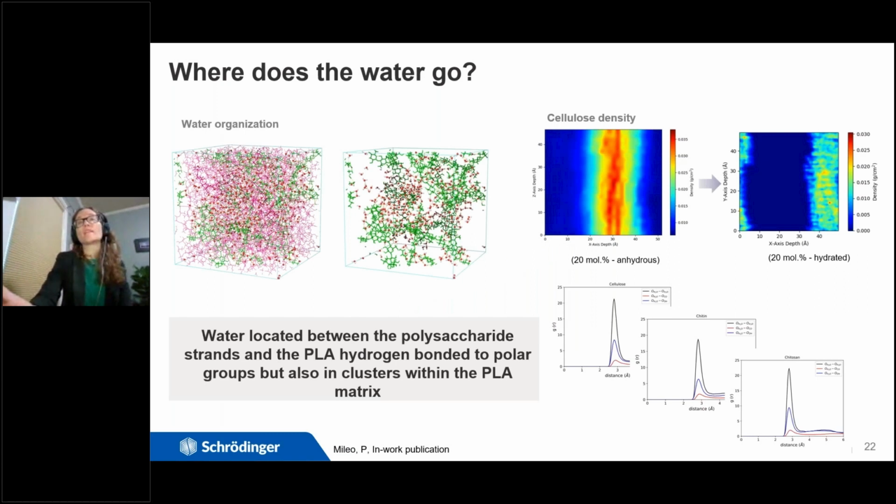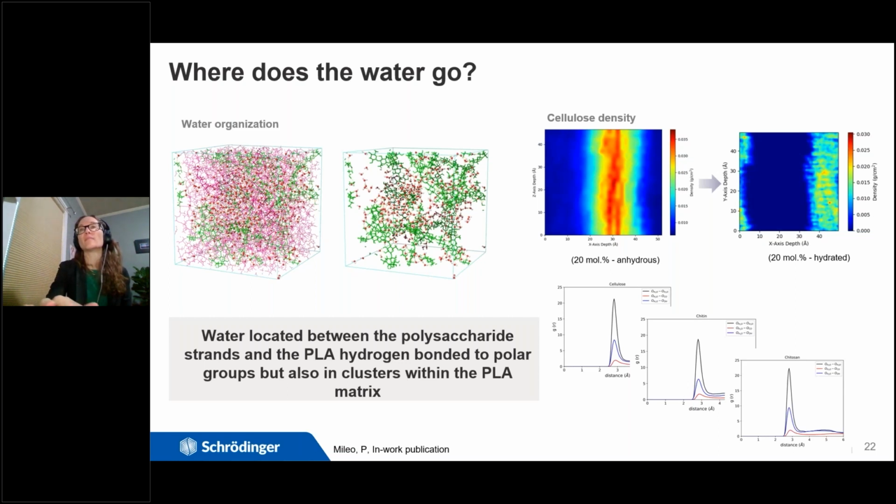And with that water, we can again look structurally at where it is going. We can look at a visual representation. Looking here, you can see the full system. Here we've taken out the polylactic acids so you can see better where the water is going. The little white and red are the water, and the green are the polysaccharide chains.